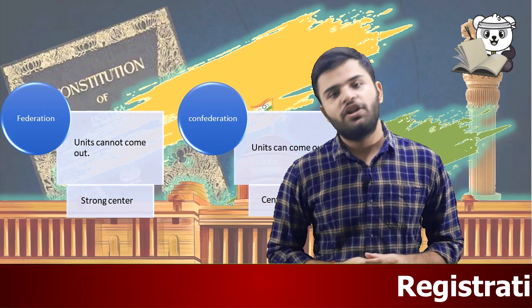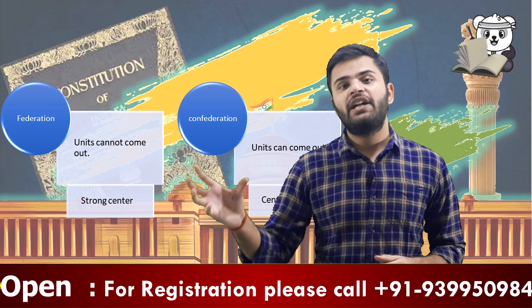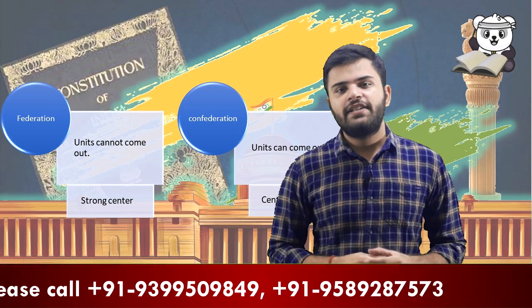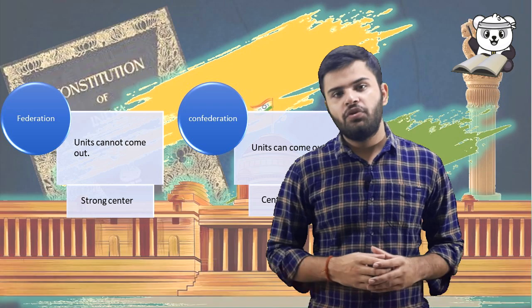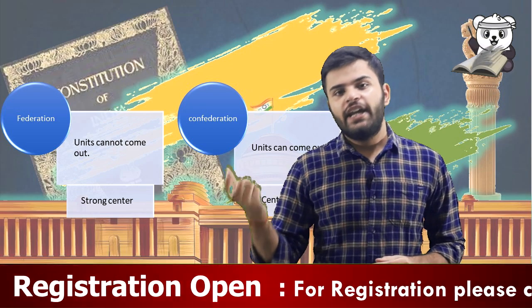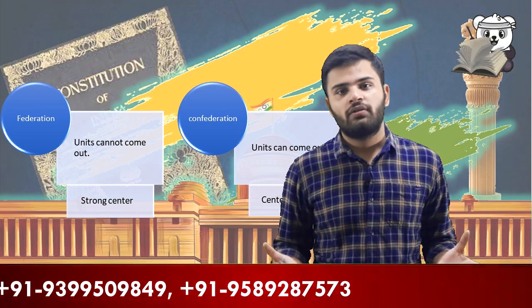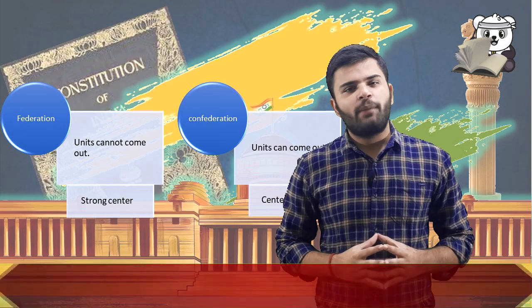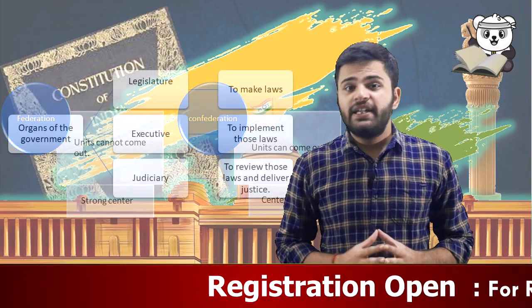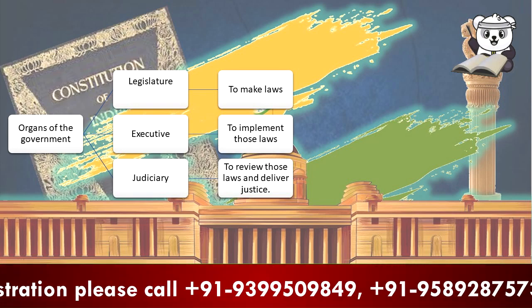For example, the European Union can be called a confederation because recently Britain, the issue of Brexit, exited from the European Union. Units can come out. Hence, in a confederation, the center is weak, and in a federation, the center is strong. Now, let us discuss the different organs of the government. There are 3 organs of the government: legislature, executive, and judiciary.